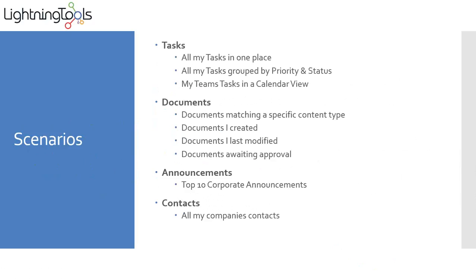Also, one that we see quite often is top 10 announcements. So every single team site has an announcements list. We could simply go through and aggregate all of those, maybe show the top 10 most recent announcements, something along those lines. They can also be audience targeted as well. So if you do use audiencing, then you'll see the announcements that are relevant to you based on your user profile.